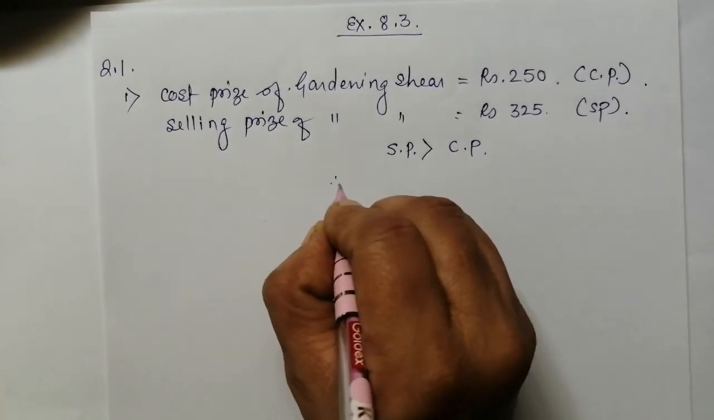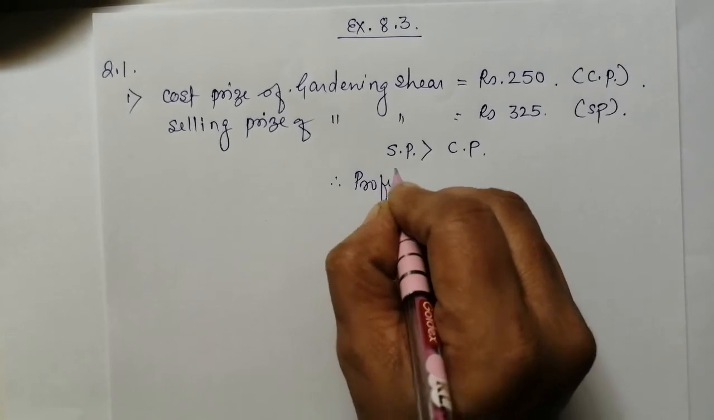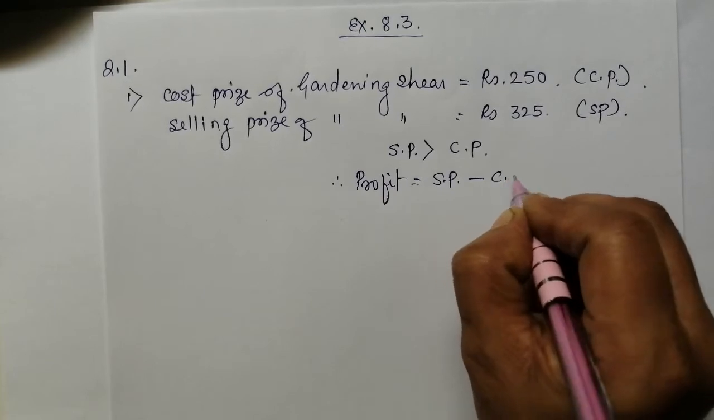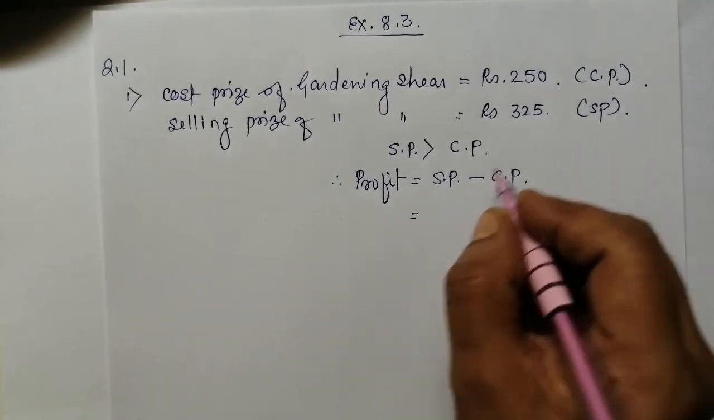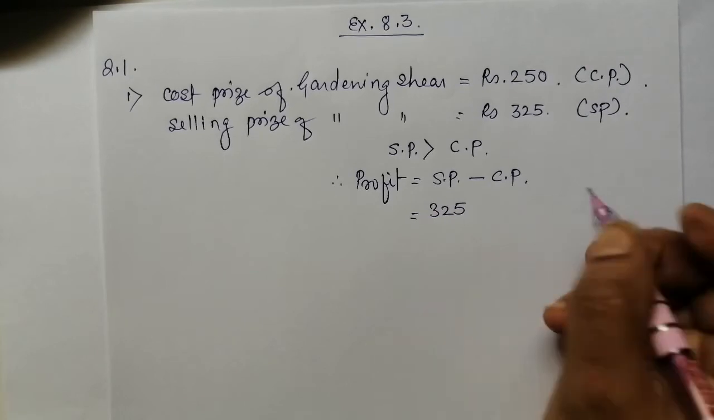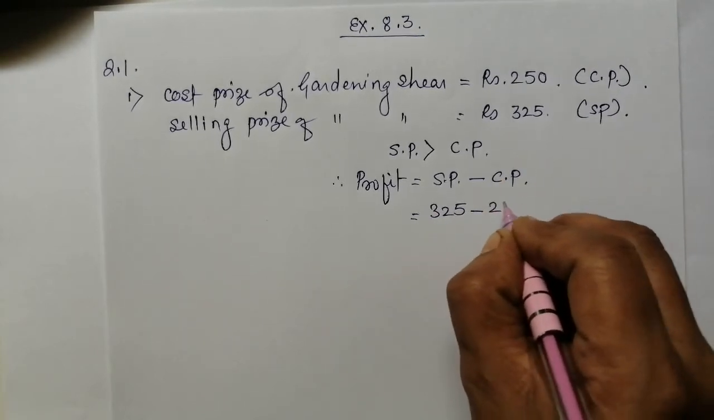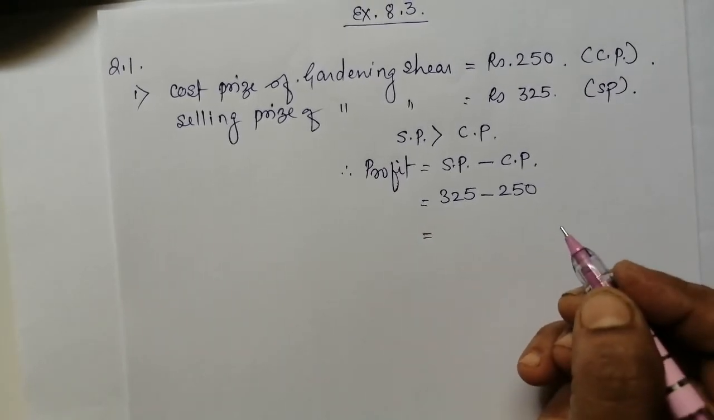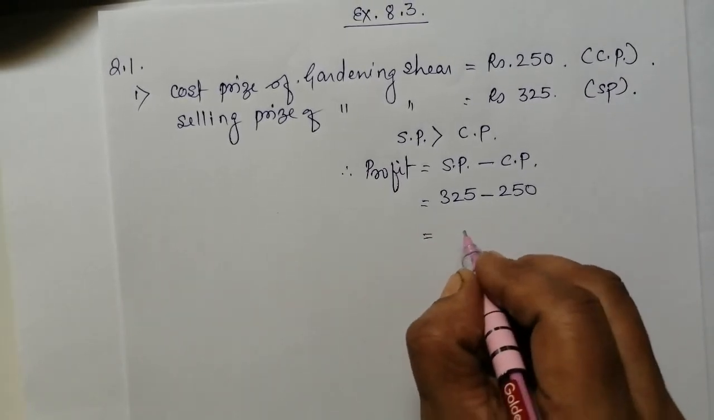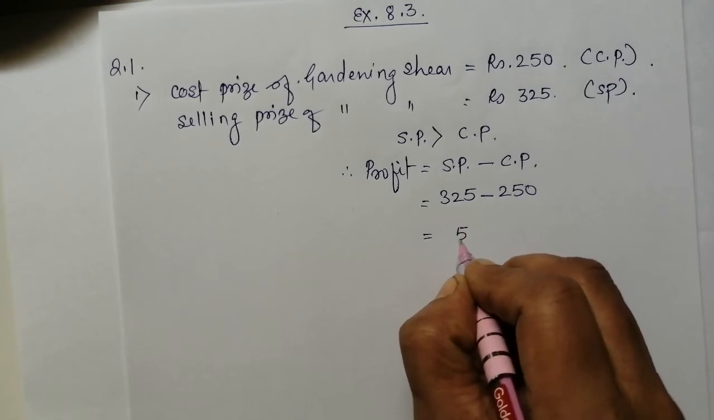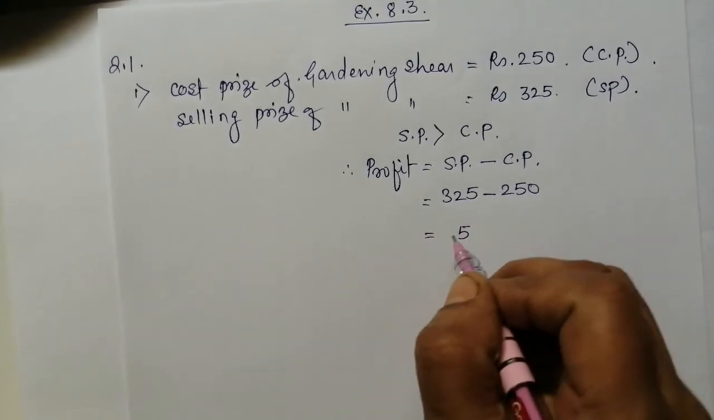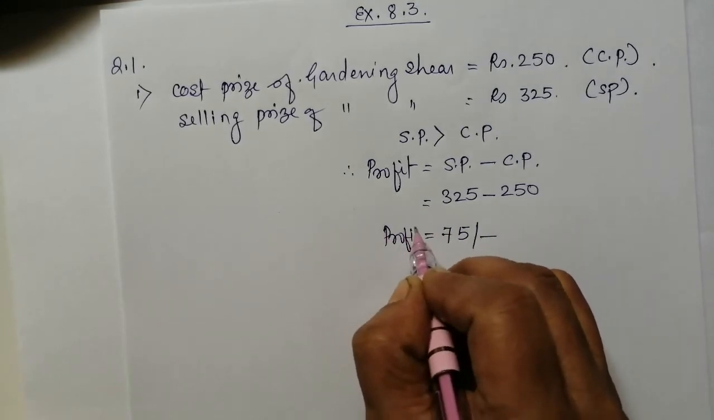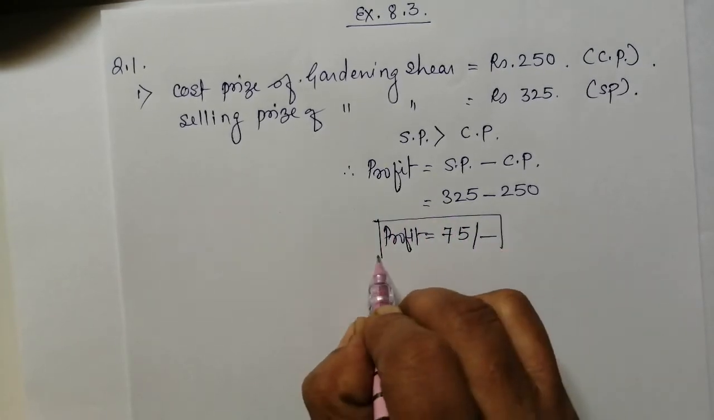Therefore, profit is equal to selling price minus cost price. What is the selling price? 325 minus cost price 250. That means profit is equal to how much? Profit is equal to 75.